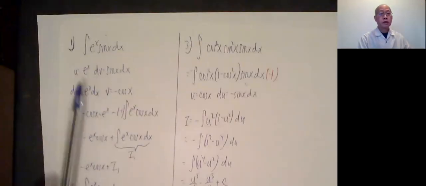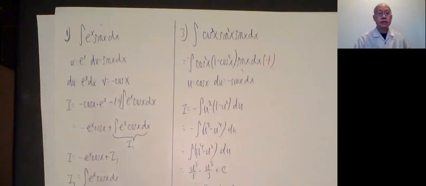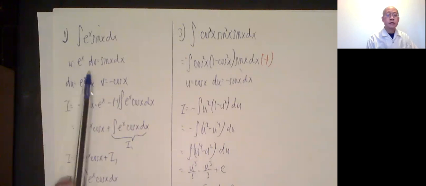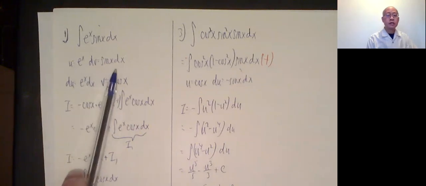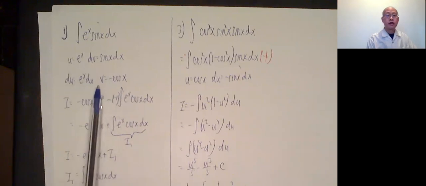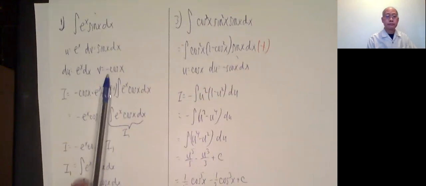Number 1, integral of e to the x sine x dx. So we'll integrate by parts. Let u equal e to the x, dv equal sine x dx. Differentiate, du is e to the x dx. Integrate, v is equal to negative cosine x.